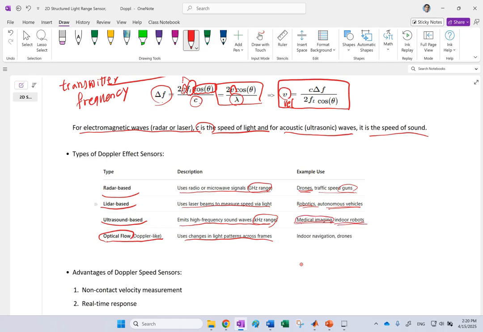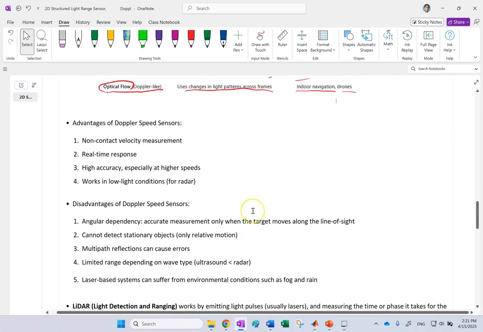With these ultrasonic ones, you can look at the flow of the blood in the veins and measure their velocities. Okay, so these are really great. You can look at the velocity of the blood in your veins. And the optical flow ones, again, you can use them for indoor navigation and drones as well. So these are different types of Doppler effect. And finally, their advantages and disadvantages.